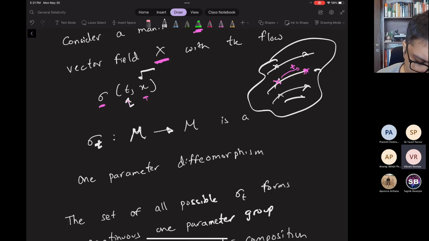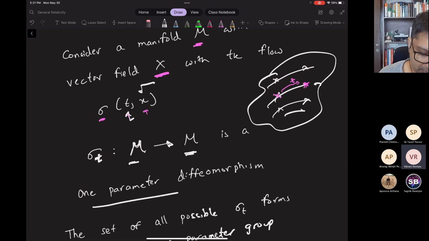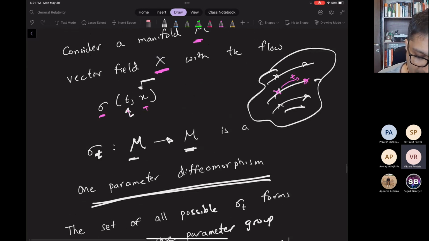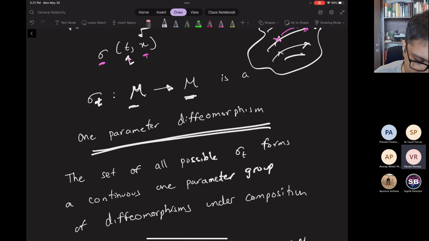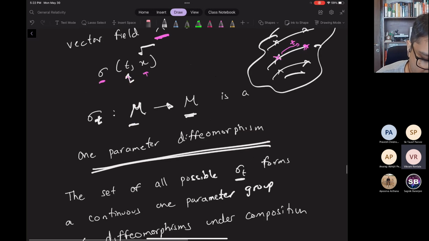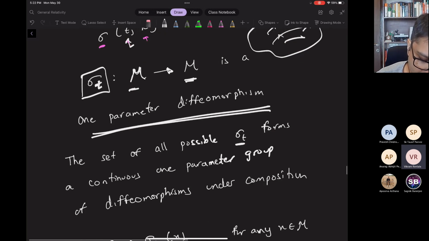So this manifold, this mapping, is now a mapping from the manifold to itself. And this mapping is a one parameter diffeomorphism, because every point gets mapped to one unique point on the manifold. So the set of all possible functions sigma t forms, if I change the value of t, the set of all possible sigma t's.